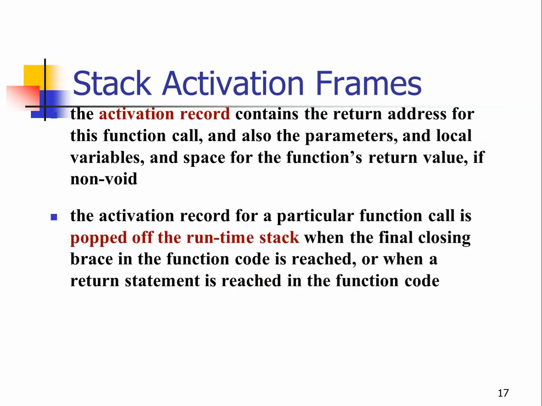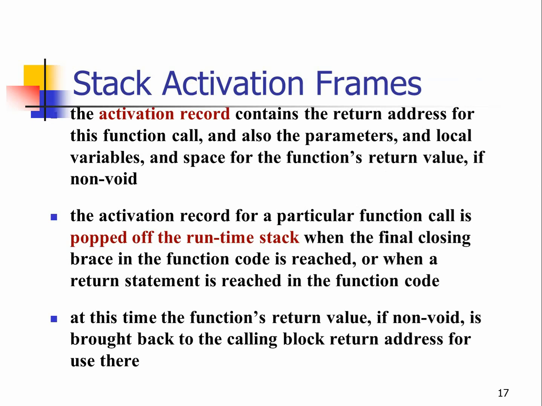The activation record for a particular function call is popped off the runtime stack when the final closing brace in the function is reached. So when that function is done, we pop it away and move to the next level. And of course, since this is a stack, last in, first out is the order in which we operate. At this time, when a function returns a value, if not void, it is brought back to the calling block at the returning address for use there.